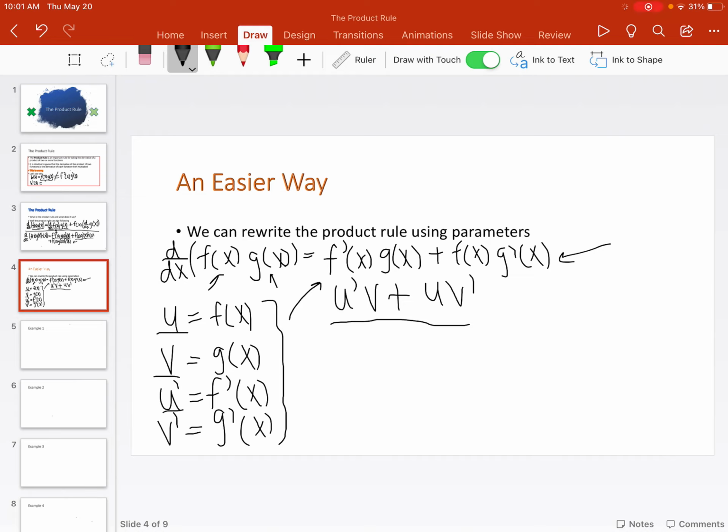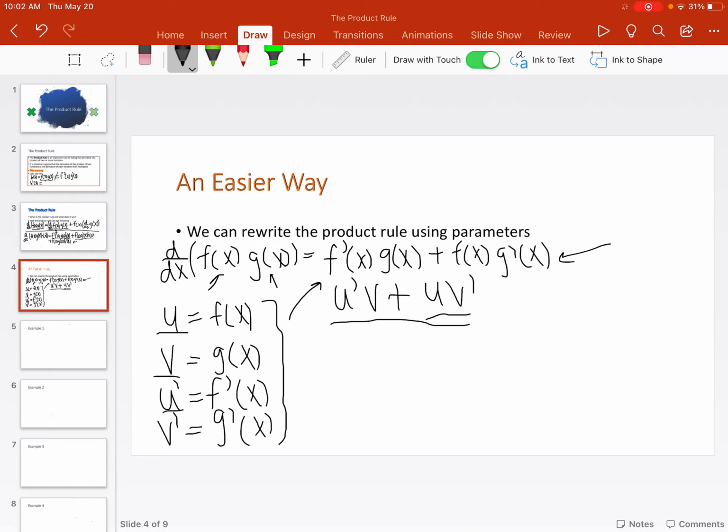Try reading this parameterization out. U prime v plus uv prime. It's got a ring to it. U prime v plus uv prime. It's an easy way to remember the product rule. You just say it in your head. It's got a chime to it. Or you could switch v prime and u in the second term, and you could say u prime v plus v prime u. It's just a good way to keep it in your head. It's more concise than saying f prime of x times g of x plus f of x times g prime of x. That's much harder to remember.